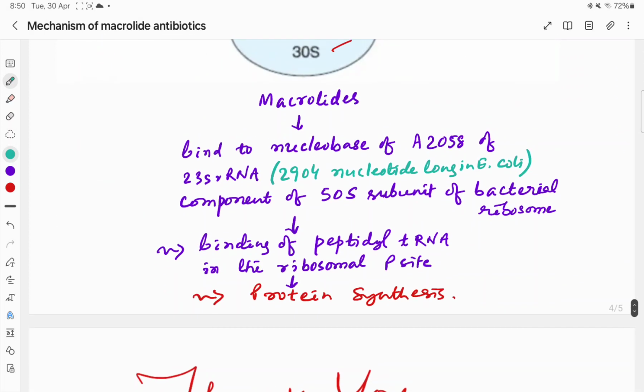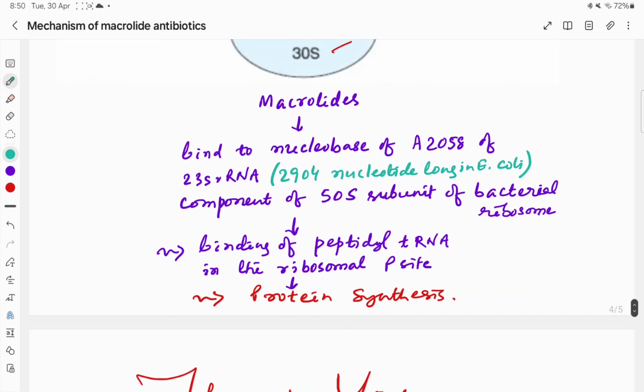So you can write here: macrolides bind to the nucleobase of A2058 of 23S ribosomal RNA, a component of the 50S subunit of the bacterial ribosome, and inhibit the binding of peptidyl tRNA in the ribosomal P site and inhibit protein synthesis.